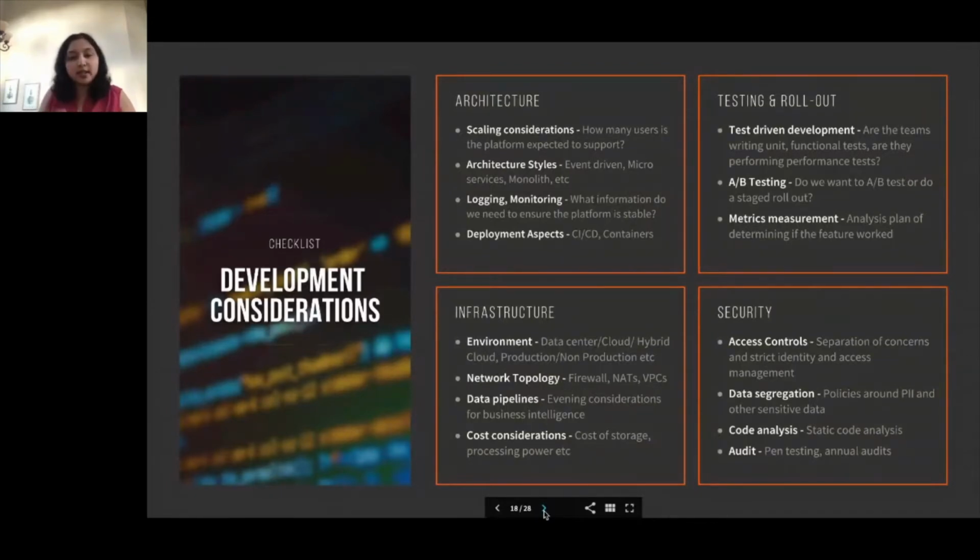If it's a small set of users, if you're at the beginning of that product life cycle, you might decide to just build a monolithic application. But if you want to scale it to millions and billions of users, then you might actually change your entire architecture. So how many users are you going to support? What type of architecture style do you want to support? How do you see it evolving over a period of time?